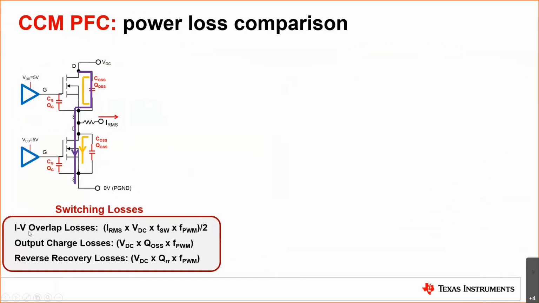The first one is the IV overlap losses. That's basically when you switch your FETs. Then we have the output charge losses that are mainly driven from the output charge and the output capacitance, and then the reverse recovery losses that you will also have. But I think when you have a closer look at the equations, you will maybe already get an idea why GaN is better, because we have here the switching time, which can be decreased with GaN. The output charge or output capacitance is lower with GaN, and we do not have any reverse recovery losses with GaN. But now let's see what it means actually in numbers.